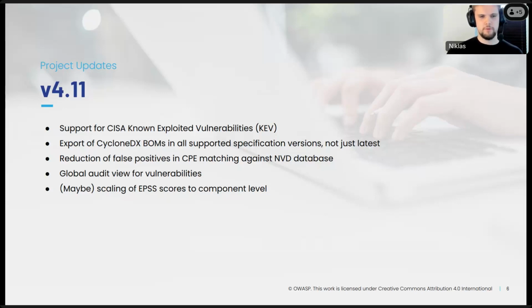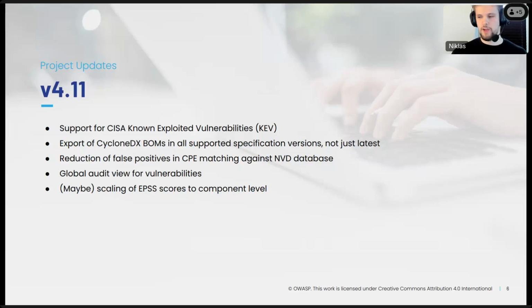And then also we would love to have the scaling of EPSS scores to the component level in 4.11. What this basically means is that at the moment, EPSS scores are limited to certain vulnerabilities, and then you get multiple scores, one score for each vulnerability, right? But the EPSS specification also allows for scaling up to a higher level. And this would be, you can summarize all the scores for one component, for example, or even for one project, or even for the entire portfolio. So this is what this issue is about.